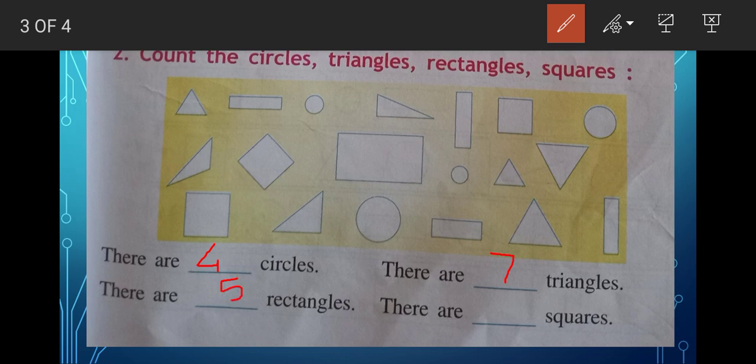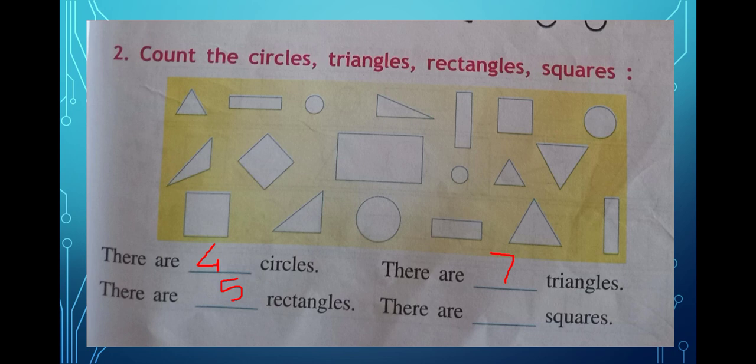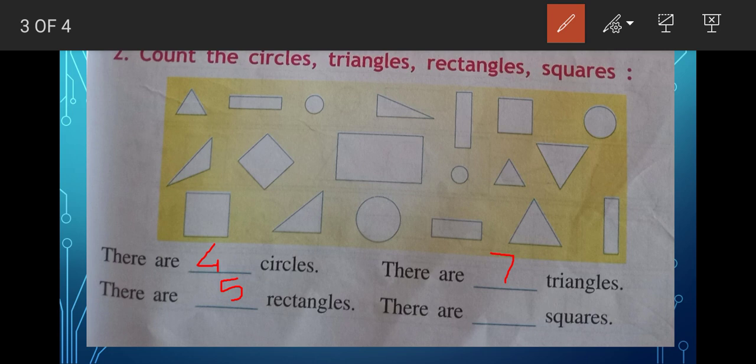Children, write it down with pencil. Here no need to color these figures. So how many squares are there? The last one is squares. How many squares are there? Let us count. In the first line there is only one square. Then here this is another one, 2. Then 3. Any more? No, only 3 squares, right? Let us count once more. 1, 2, 3. So there are 3 squares.